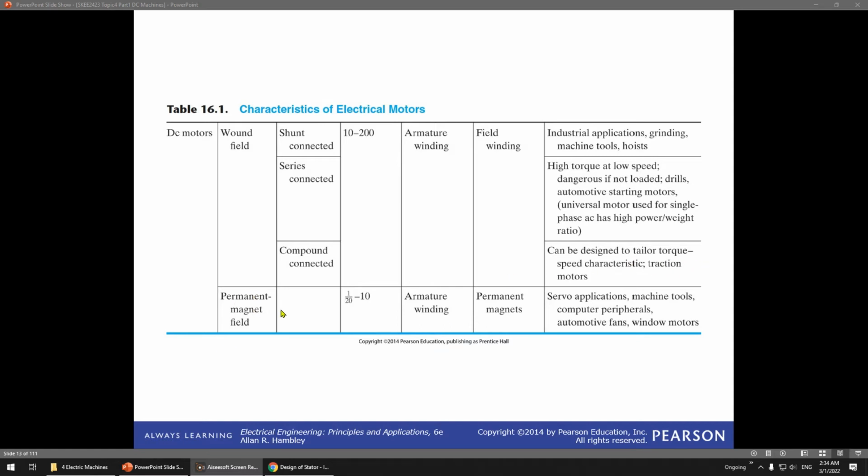And then you have a permanent magnet. This one is usually for servo motors. A servo motor is basically the motor usually used in robots. It can adjust according to the angle. Machine tools, computer peripherals, and automotive fans, windows, motors. So make sure you know this.